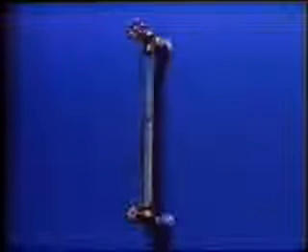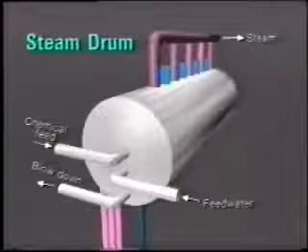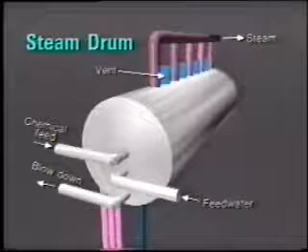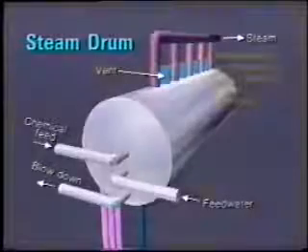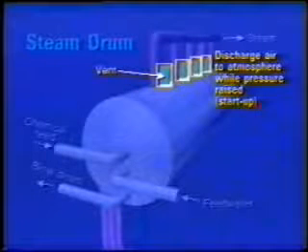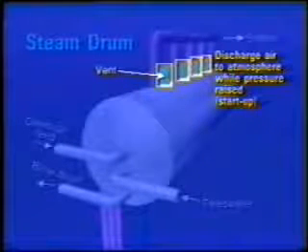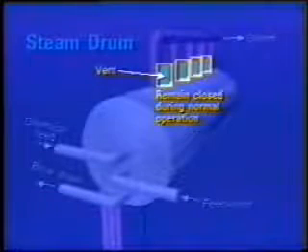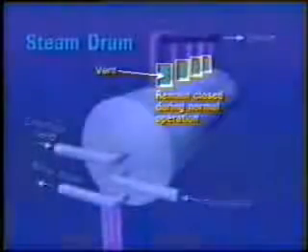Gauge glasses are normally fitted at each end of the drum to provide a visual indication of the water level. As we have already pointed out, this level will normally be maintained at the midpoint. Vent connections are fitted on top of the drum. These small 1-inch connections allow us to discharge air to atmosphere while the boiler pressure is being raised. Once all air has been expelled, the vents are closed, and they remain closed during normal operation.